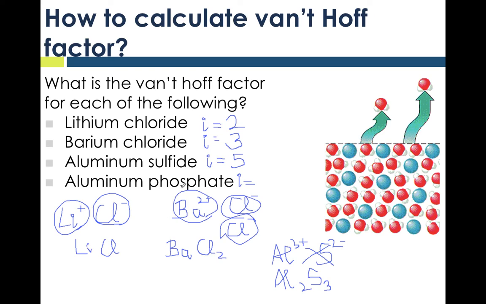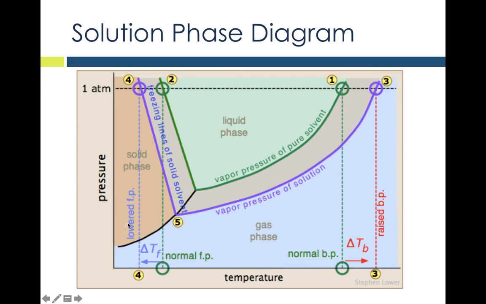I'll let you figure out aluminum phosphate. Remember, for phosphate, you have to go to your common ions that you memorized in order to figure out what the formula is going to be. Try doing it and see what Van 't Hoff factor you get. Compare it with some of your friends to see if you got the same Van 't Hoff factor.